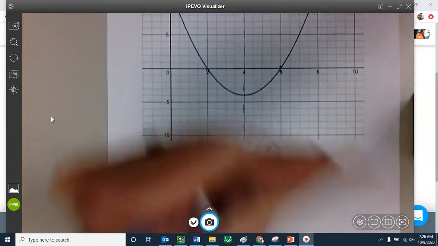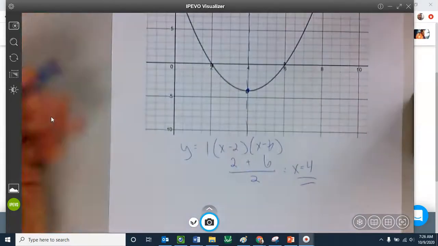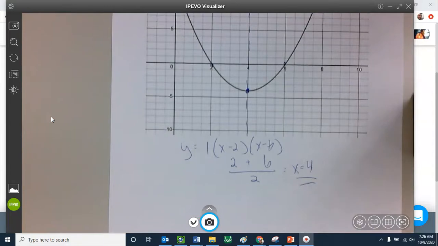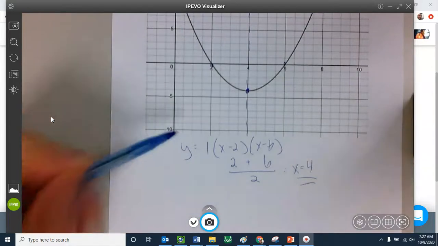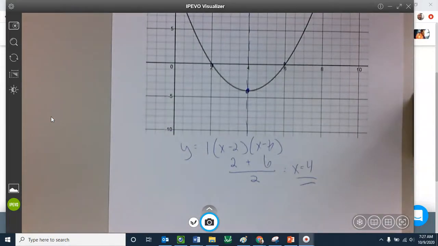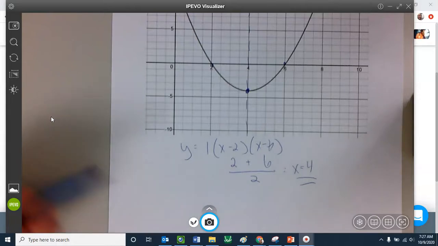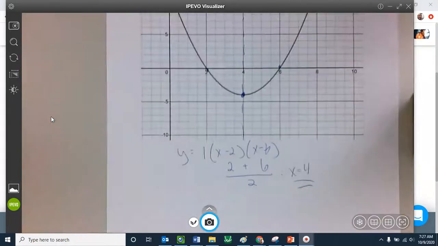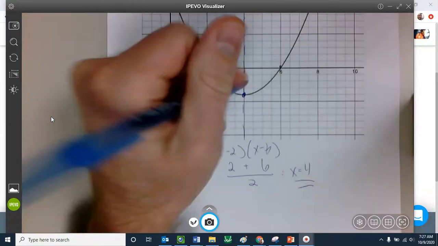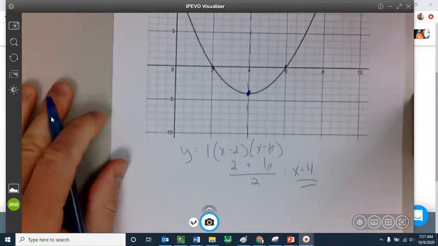The last thing then, we want to be able to find this vertex. And yes, from a graph, I can just look at it. But what if I didn't give you a graph? What if I only gave you the equation? How could we find that? And that's what this slide's about, okay? Hopefully it stands to reason. Hopefully you guys see no matter what parabola I draw, the vertex will always be on the axis of symmetry.